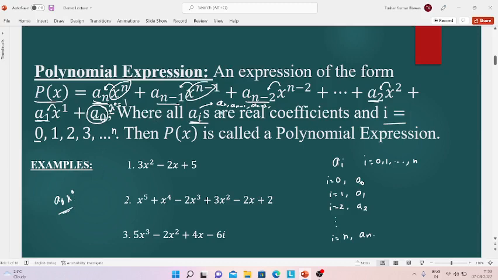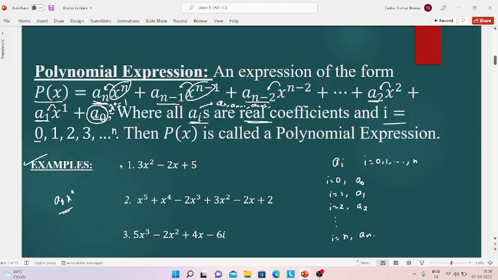So all these coefficients are real. That is very important. They should not be complex, they should be real, and then P(x) is called a polynomial expression. This particular expression may seem very difficult, but we will discuss some examples so that you will understand what a polynomial expression looks like in general. In general it simply looks like that, and all the coefficients should be real. That is a very important part, right?